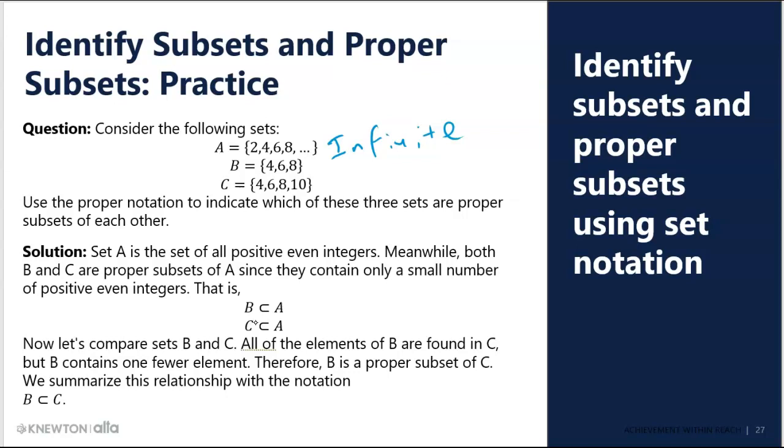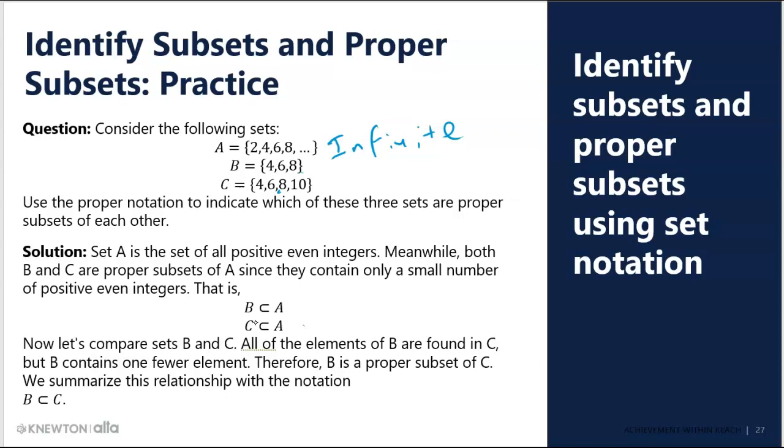So we're going to use proper notation to indicate which of these three sets are proper subsets of each other. So set A is the set of all positive even integers. That's another way to phrase that list. Meanwhile, both B and C are proper subsets of A. They do contain only even numbers, so everything in B can be found in A, everything in C can be found in A. And they don't have all of A. So I can write B as a subset of A using the proper subset symbol. B is a proper subset of A is how you read this. C is a proper subset of A is how you read that.